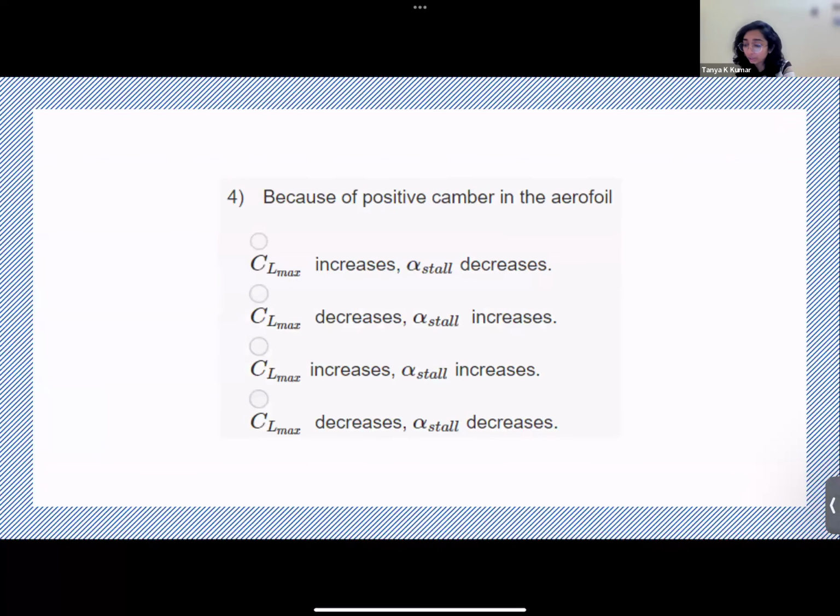Now, because of the positive camber in the airfoil, what happens? Does CL max increase, or alpha stall decrease? Which of those?